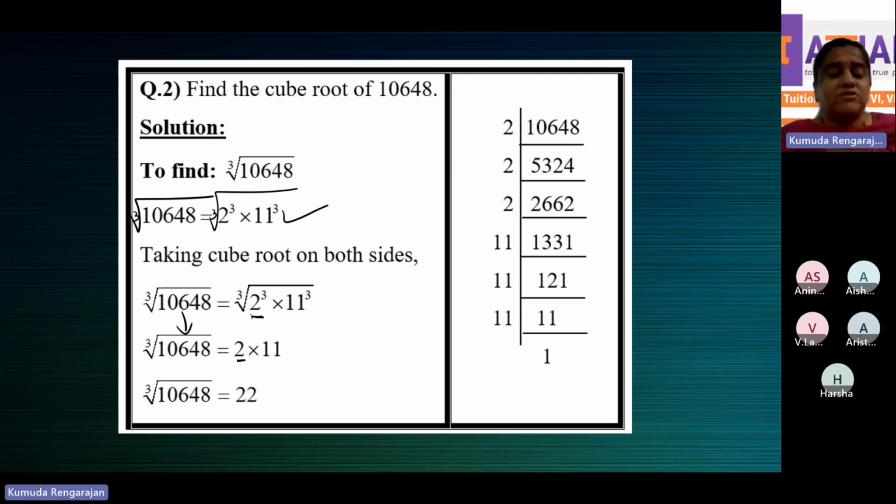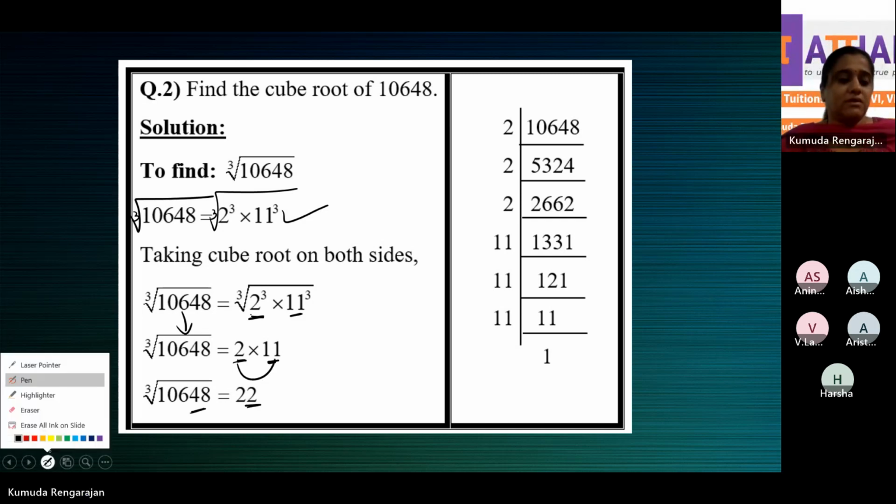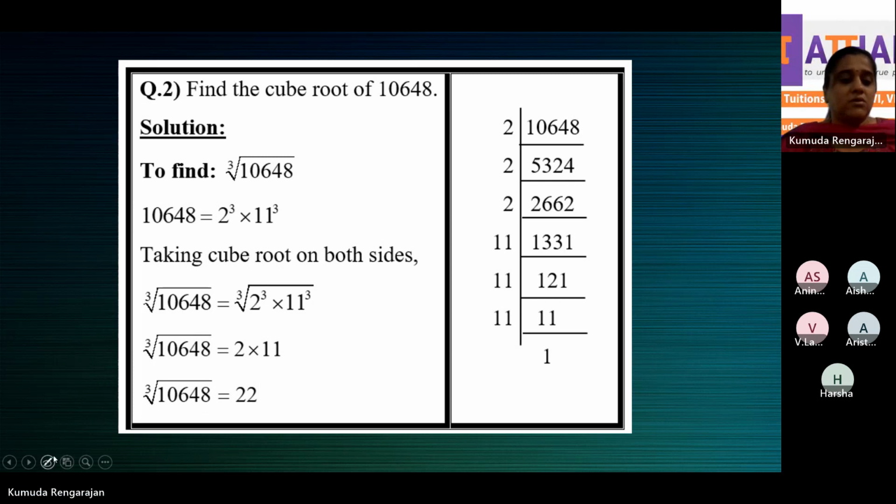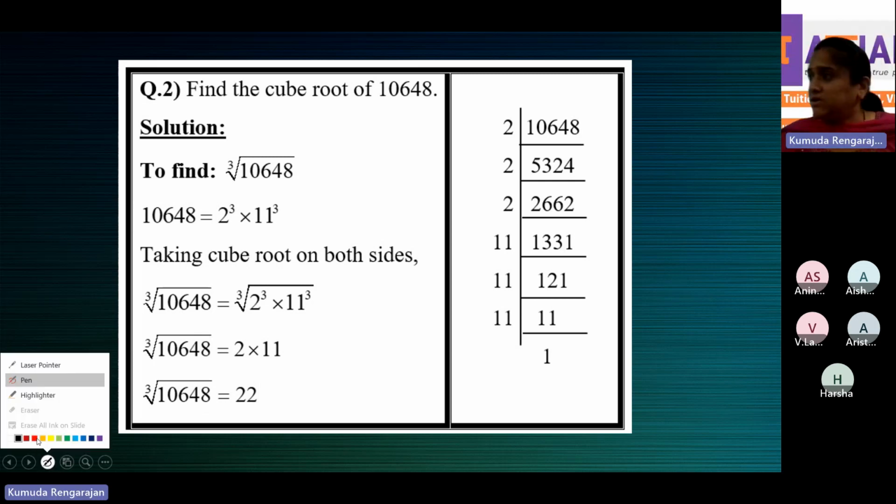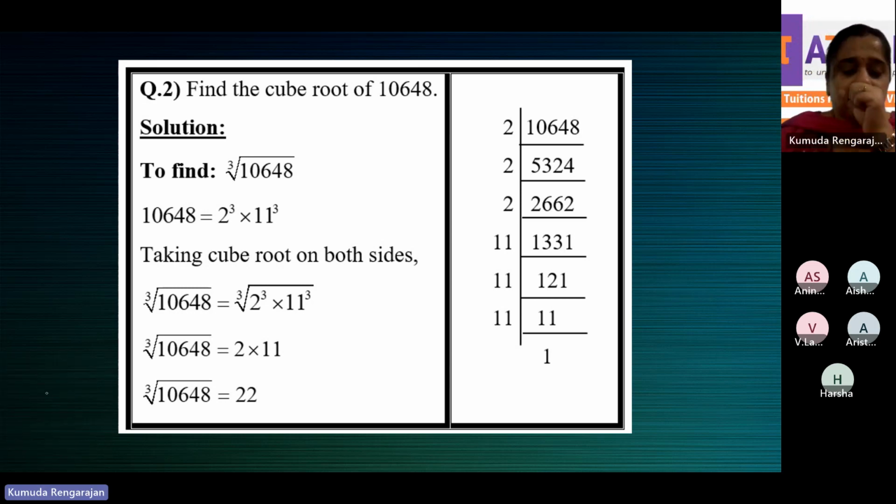From 3 2's, 1 2 out. From 3 11's, 1 11 out. So the cube root of the given number is 2 into 11, 22. Is it difficult to understand, children? Very similar to squares and square roots. Online students? Yes, ma'am, understood.